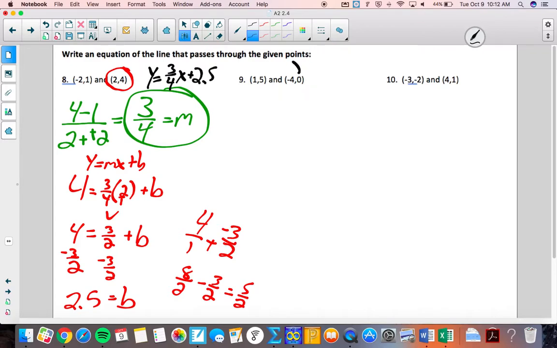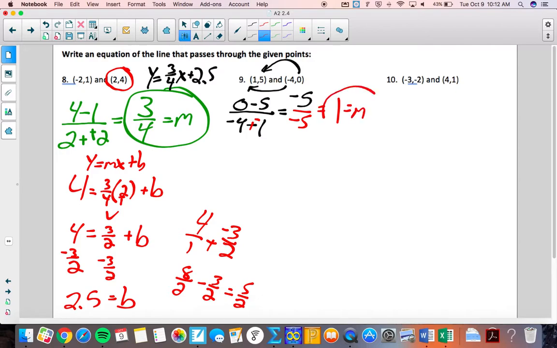Alrighty, let's try this one. Find the slope. We've got 0 minus 5 divided by -4 minus 1. So then we get -5 over -5, which is +1. So my slope is +1.